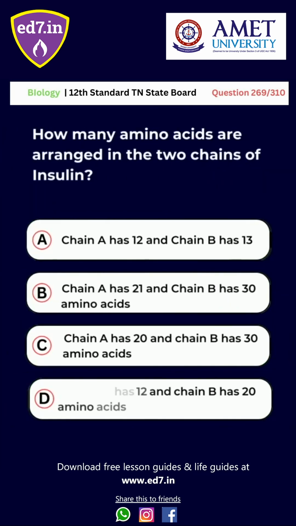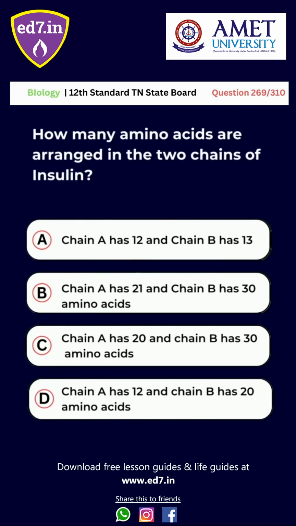Question number 269. How many amino acids are arranged in the two chains of insulin? A. Chain A has 12 and chain B has 13. B. Chain A has 21, chain B has 30 amino acids. C. Chain A has 20 and chain B has 30 amino acids. D. Chain A has 12 and chain B has 20 amino acids. The right answer for this question is option B, chain A has 21 and chain B has 30 amino acids.